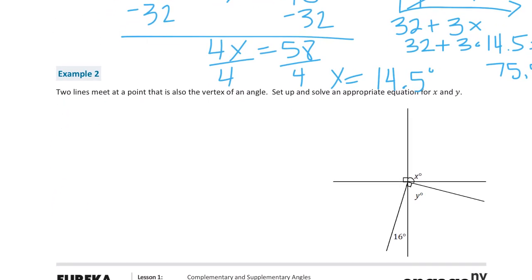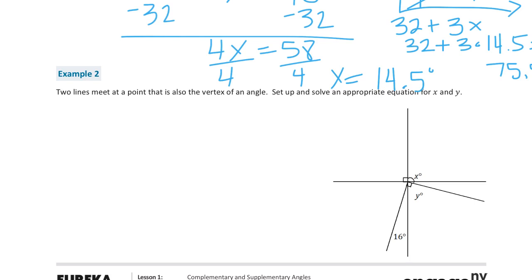On example 2, it says two lines meet up at a point that is also the vertex of an angle. Set up and solve an appropriate equation for x and for y. Alright, so when I look at this one, for x, I can see that angle x and angle y are 180, but I don't know what either one of those is, so I'm going to have to see if I can solve for y first.